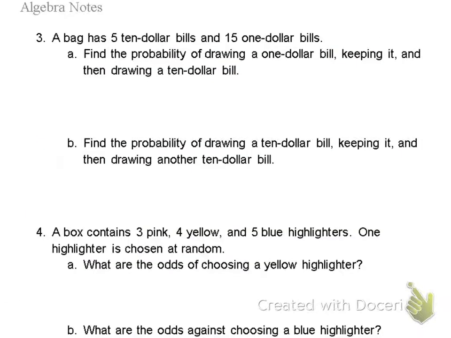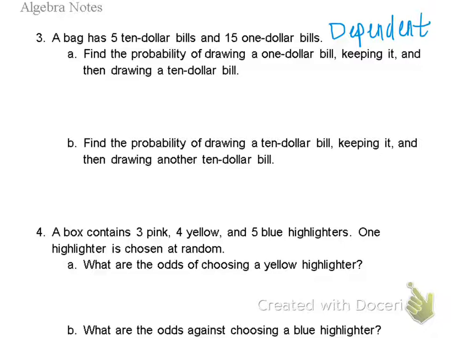Okay, let's look at a few other examples here. A bag has 5 $10 bills and 15 $1 bills. Find the probability of drawing a $1 bill, keeping it, and then drawing a $10 bill. So these would be dependent events, because we're keeping one of the bills out the second time we draw.